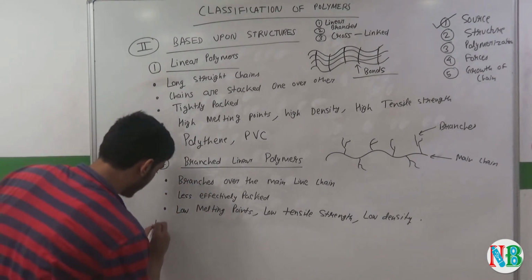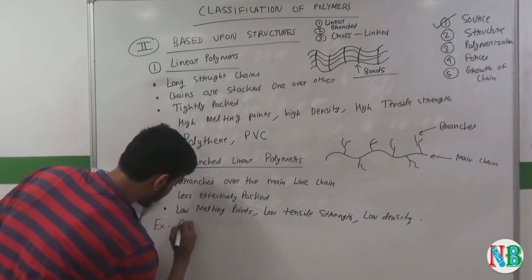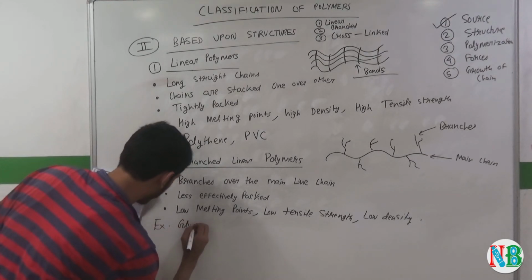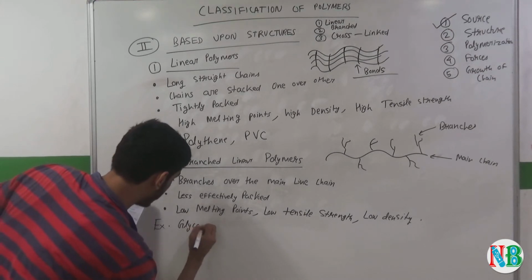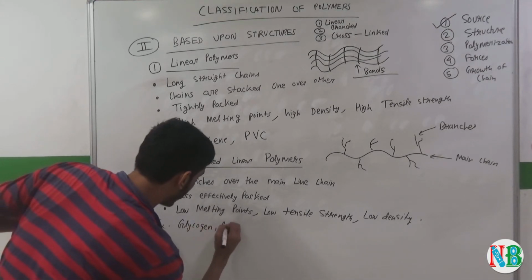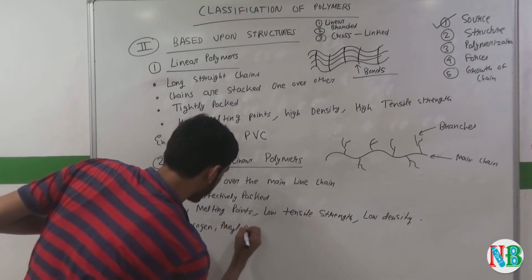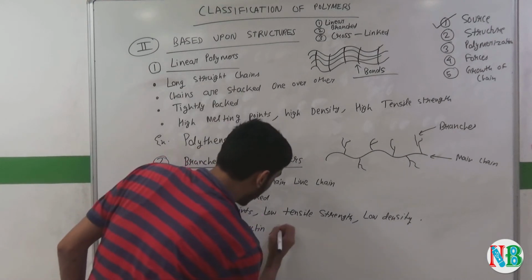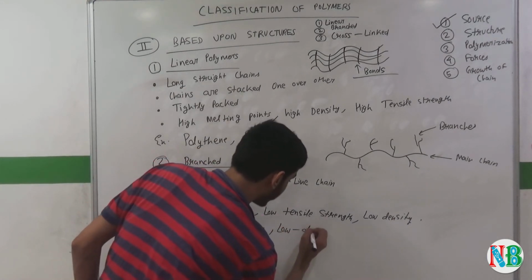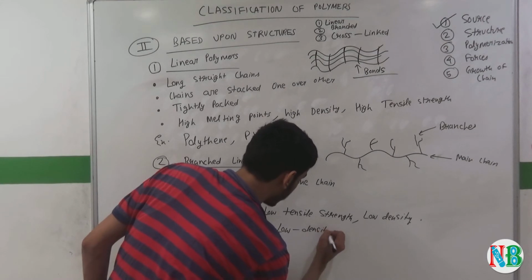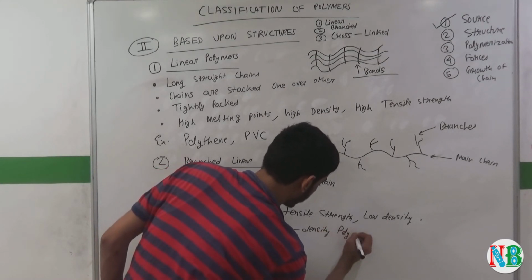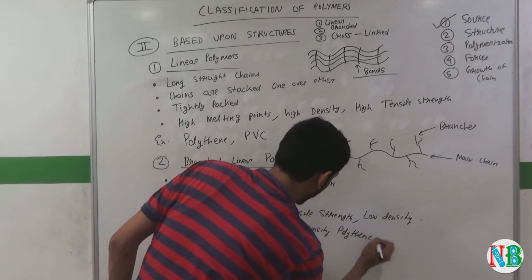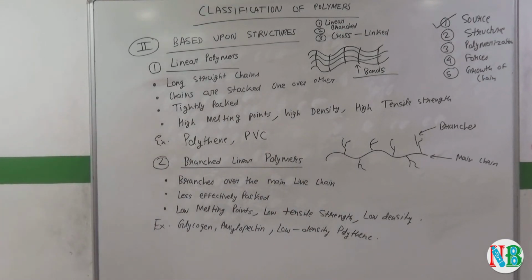Examples? Examples are glycogen, amylopectin, and the other kinds of low density plastics, polythenes.